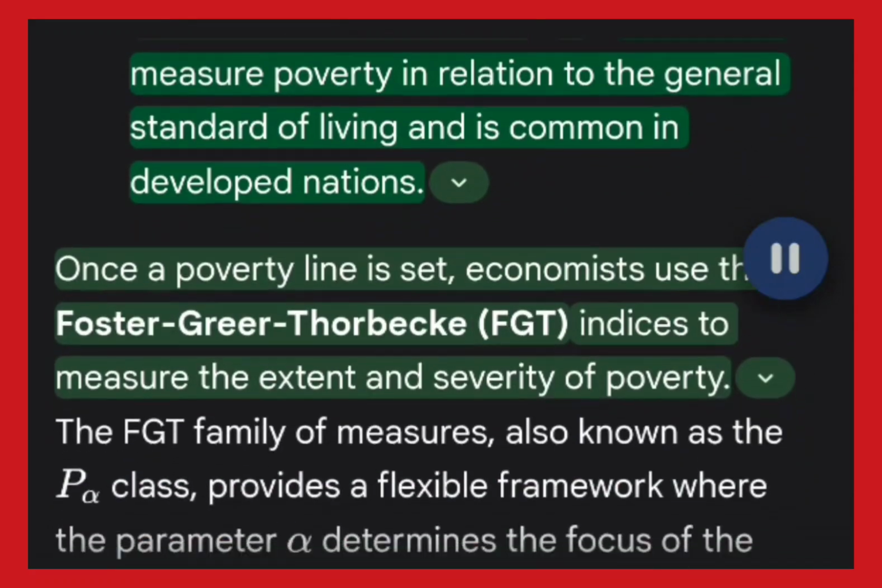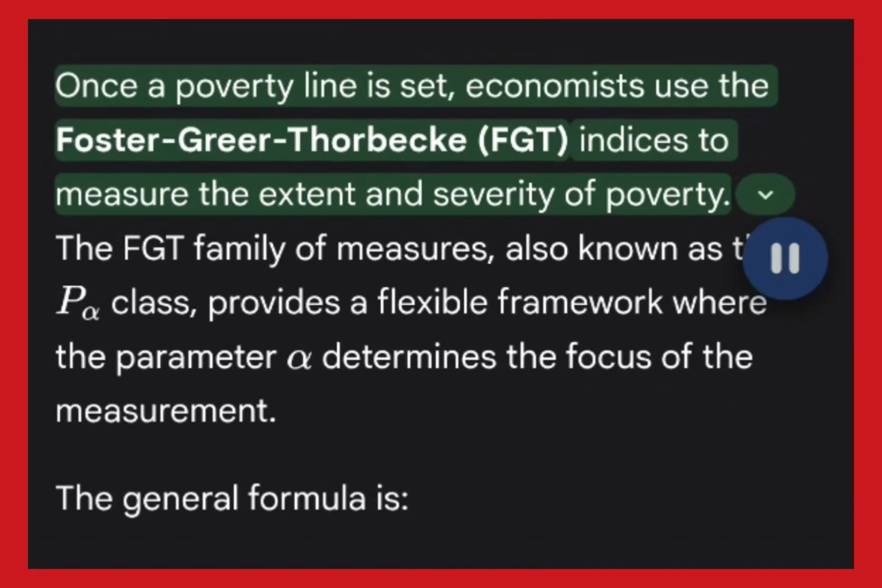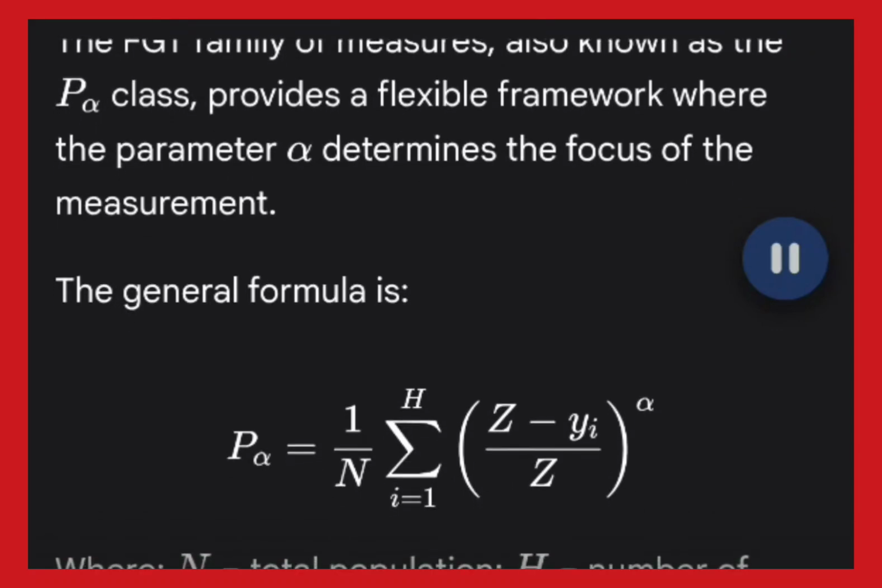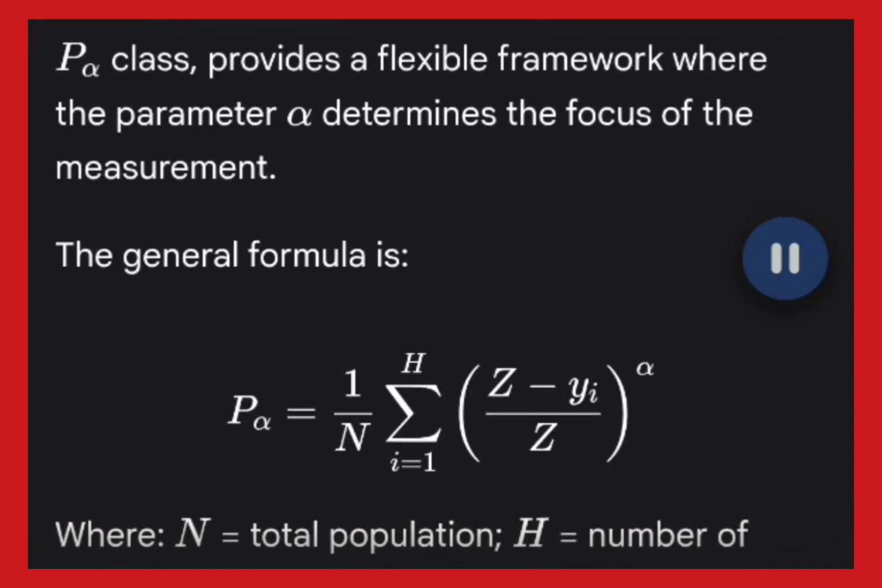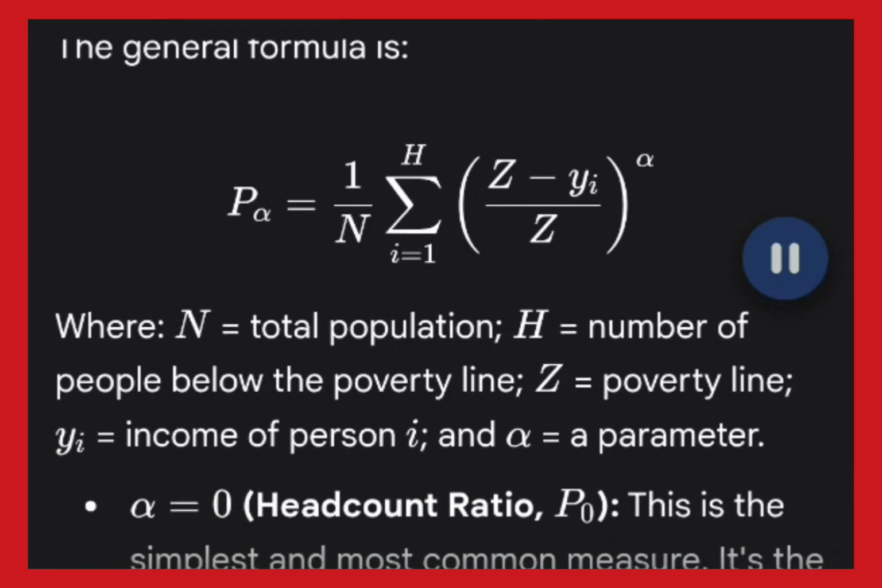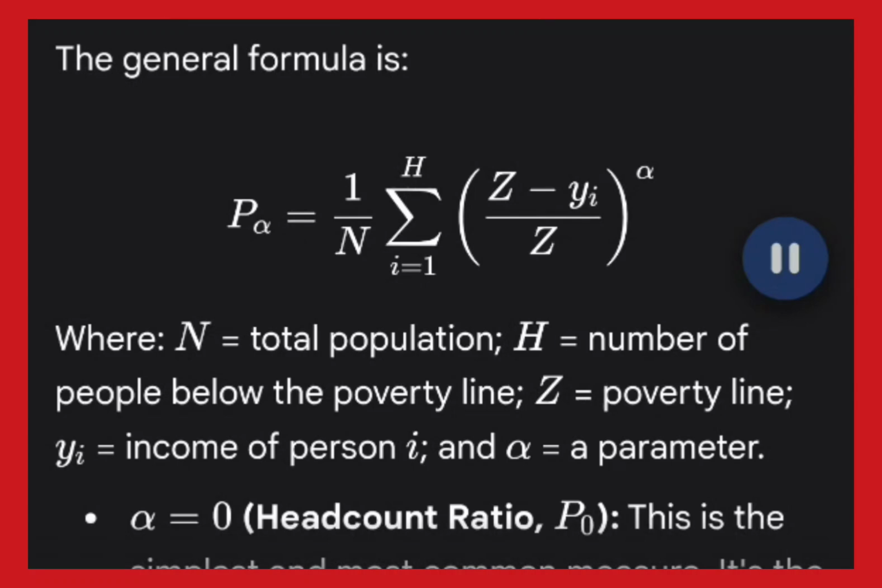Once a poverty line is set, economists use the Foster-Greer-Thorbecke (FGT) indices to measure the extent and severity of poverty. The FGT family of measures, also known as the P_alpha class, provides a flexible framework where the parameter alpha determines the focus of the measurement. The general formula is where n equals total population, h equals number of people below the poverty line, z equals poverty line, y_i equals income of person i, and alpha equals a parameter.